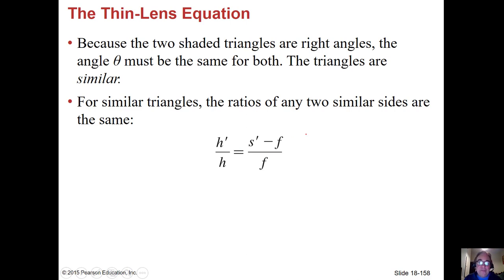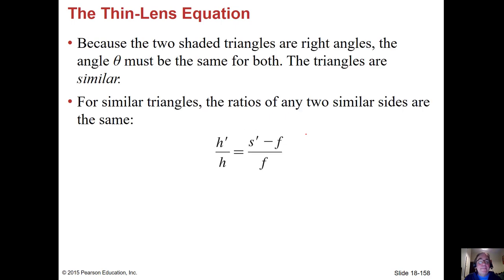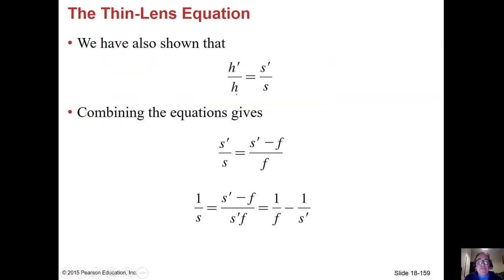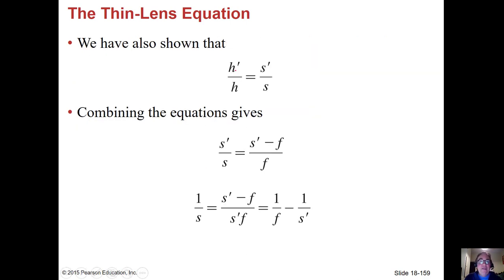So again, look at those triangles. You'll see that you have that relationship. We've also shown before in a previous example, H prime over H is S prime over S. So you can combine those. Essentially, we want to eliminate H prime and H from the previous equation. We just want to know what S prime is based on S and F. That's what the lensmaker equation is. So we have this. We have this. We could set those equal to each other. That's what's being done here.